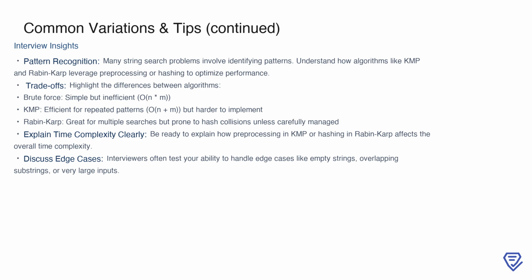It's also crucial to understand the trade-offs between algorithms. Brute force is simple to implement but inefficient with its O(n*m) time complexity. KMP, on the other hand, is more efficient at O(n+m), especially for repeated patterns, but it can be challenging to implement due to the pre-processing step. Rabin-Karp is a strong choice for multiple searches, but you must be wary of hash collisions.